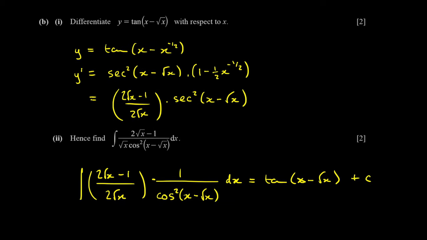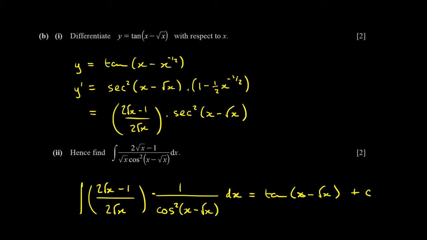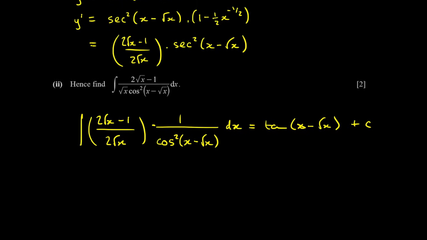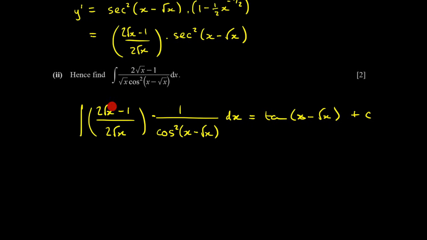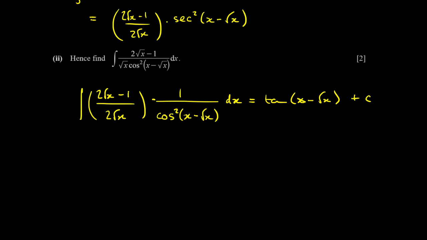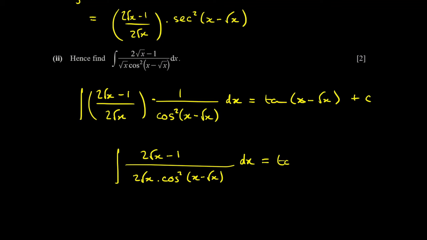So just to clarify, again, what have I done? I've rewritten my differentiation as an integration. I've taken that thing there, which is my dy dx, and I say, if I integrate that whole thing, I get back where I started. Now, let's think about this. This term here is very, very similar to this term here. Right? And hopefully if I just rewrite it, it'll become a little bit more clear. So this is the integral of 2 root x minus 1 divided through by 2 root x times cos squared x minus root x dx is equal to tan x minus root x plus c.